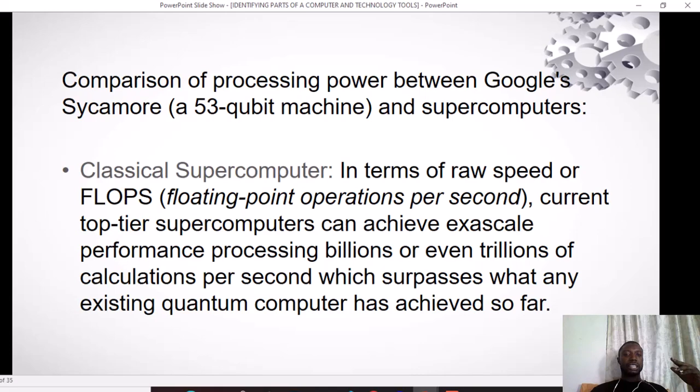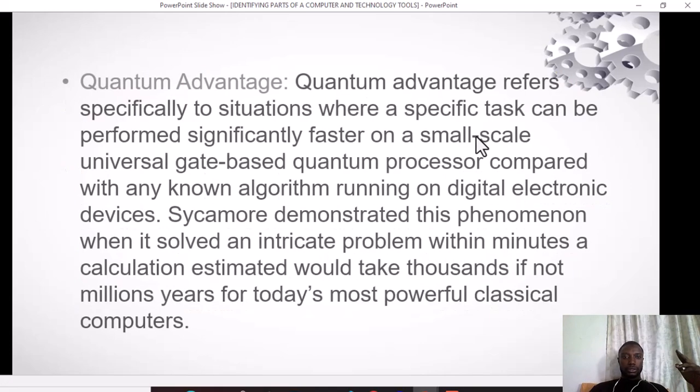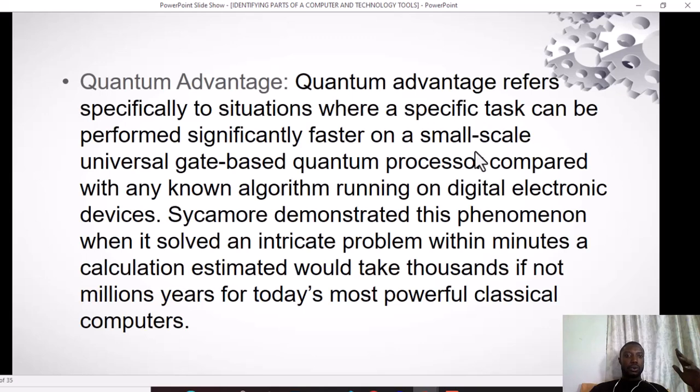So let's look at the quantum advantage. The quantum advantage refers specifically to situations where a specific task can be performed significantly faster on a small-scale universal gate-based quantum processor compared with any known algorithm running on a digital electronic device. Sycamore demonstrated this phenomenon when it solved an intricate problem within minutes.